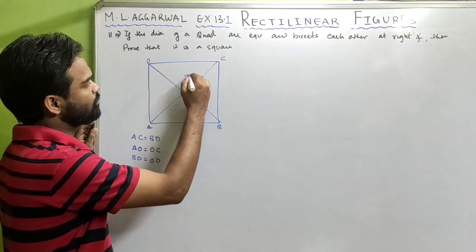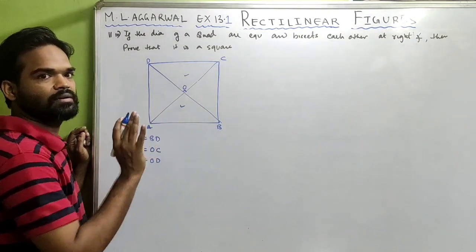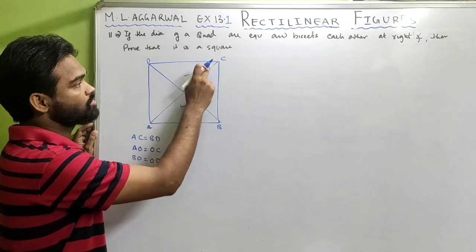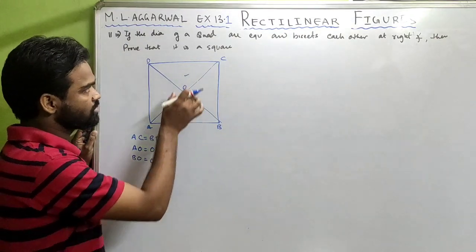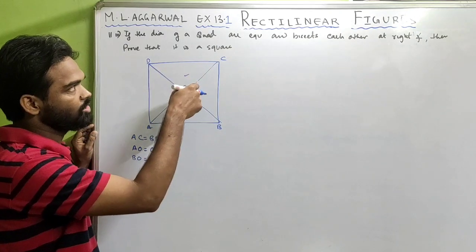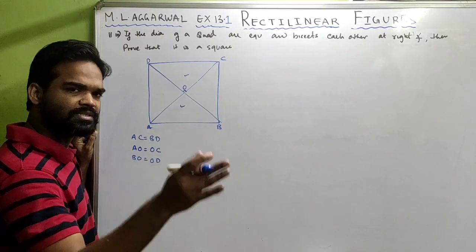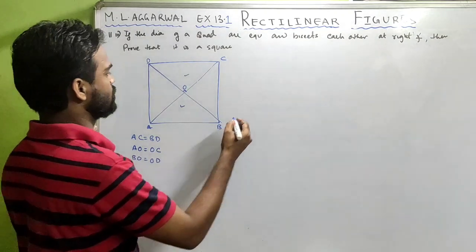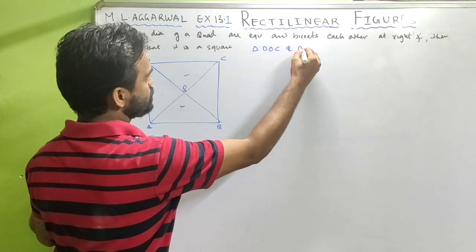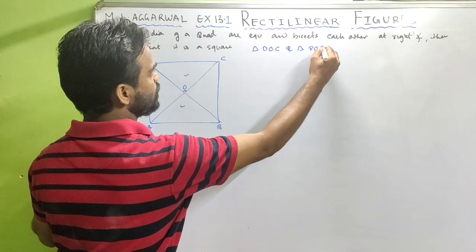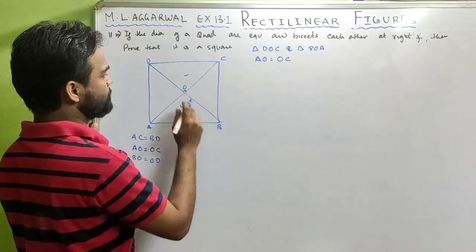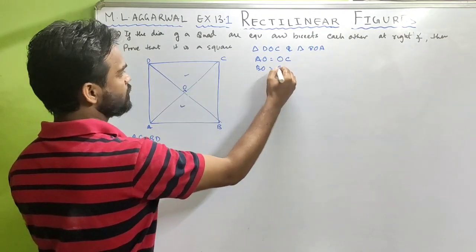Very easy. Look at these two triangles. See, it's a quadrilateral. If we can prove that AB is equal to CD and AB is parallel to CD, our work is done. Because then opposite pairs of sides will be equal and parallel, and the diagonals are equal and intersecting at right angle, which means it has to be a square. Now look, in triangle DOC and triangle BOA, AO is equal to OC given, BO is equal to OD, that's given.